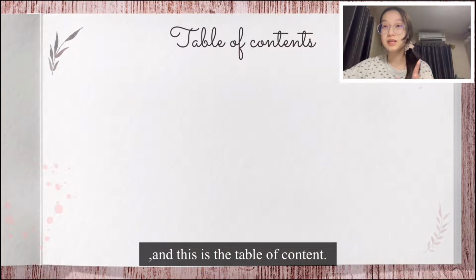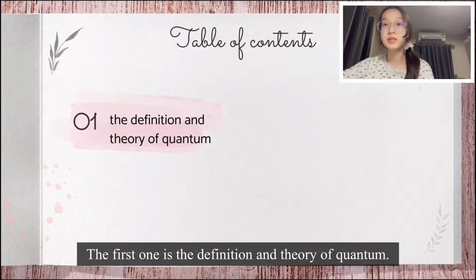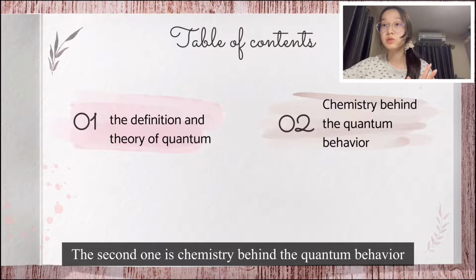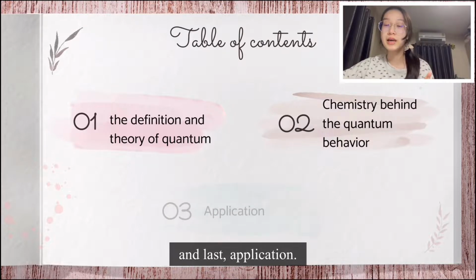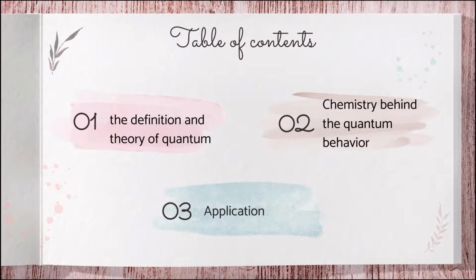And this is the table of contents. The first one is the definition and theory of quantum. The second one, chemistry behind the quantum behavior. And last is application.